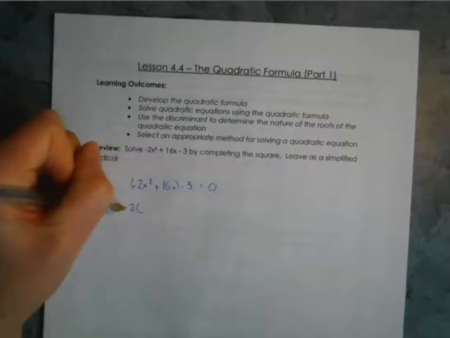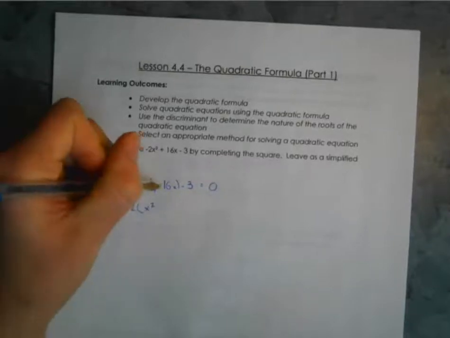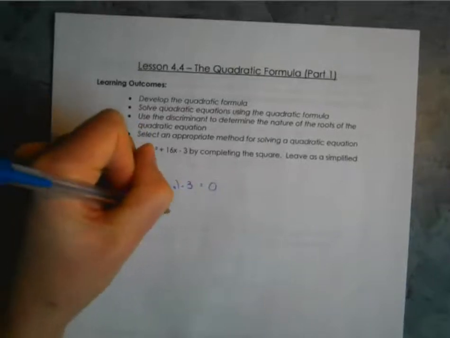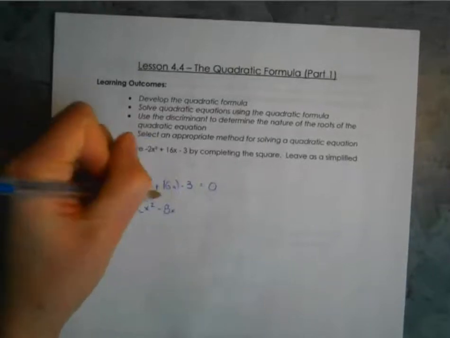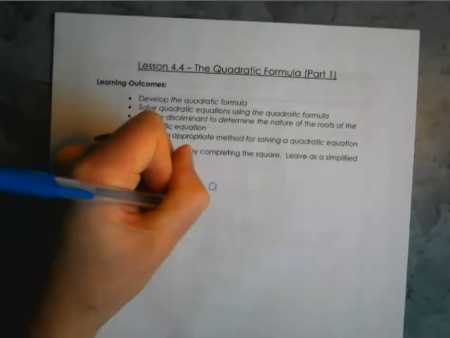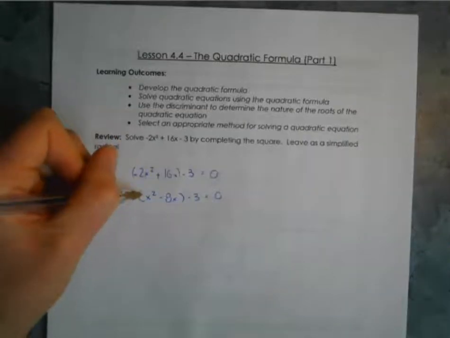Negative 2 divided by negative 2 leaves us with positive 1, so we have x squared. 16 divided by negative 2 gives us negative 8, and we keep the x there. Then we still have the minus 3 on the other side, equals 0. Now that we have this factored out, this is where we start the step of actually completing the square.